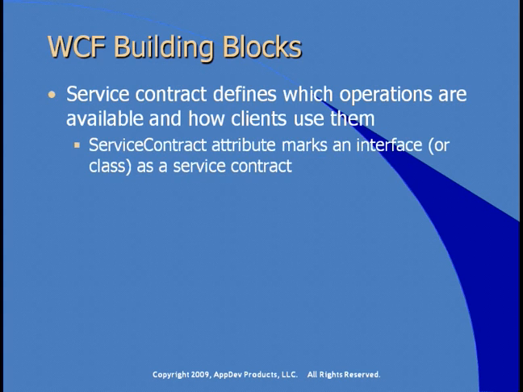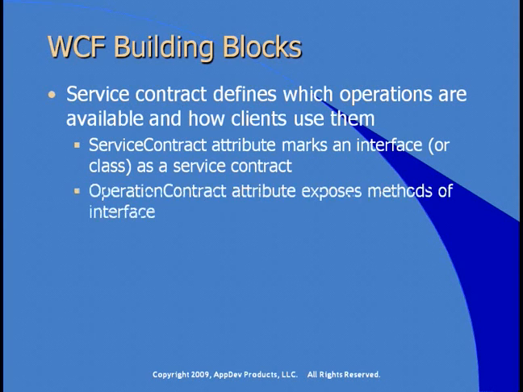And then in your code, you identify an interface or class as a service contract by attributing it with the service contract attribute. And then each method of the interface that clients can call, you attribute with operation contract. And that lets the runtime know that clients can call this method.